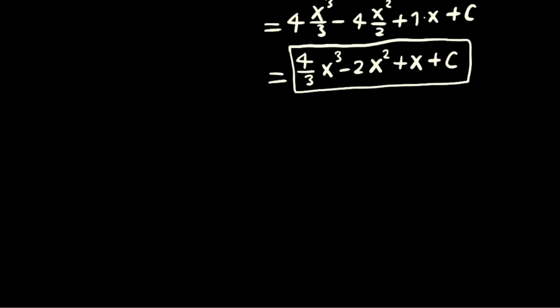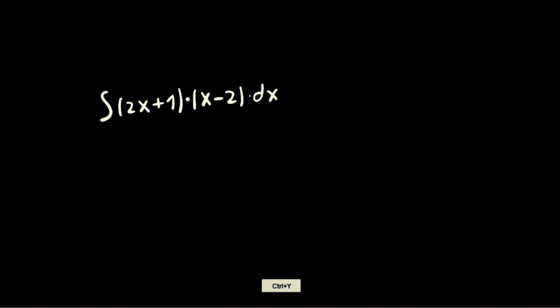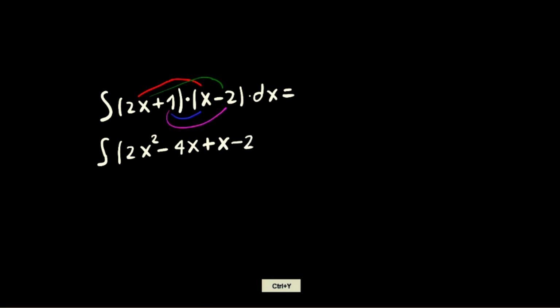Let's try this one. 2x plus 1 times x minus 2 dx. So, just like the last example, we need to FOIL first. 2x times x is 2x squared, and then 2x times negative 2, that's negative 4x. 1 times x is x, and then 1 times negative 2. Now, negative 4x plus x is negative 3x.